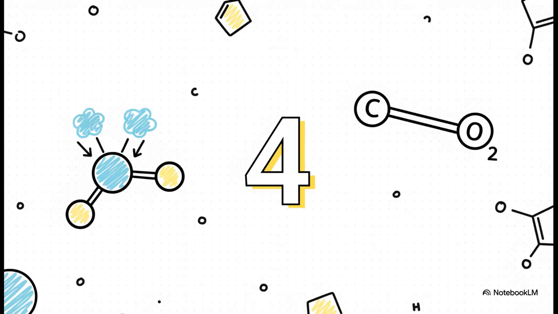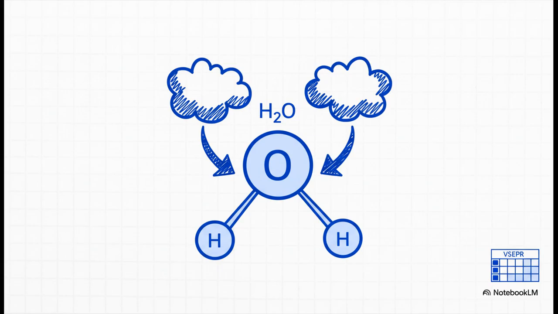So let's do the count. We have 2 regions from the bonds connecting to the hydrogens, plus the 2 regions from those invisible lone pairs. That gives us a grand total of 4 electron regions, all crowded around that one central oxygen atom. And now we go back to our rule book. We look at the cheat sheet, and what does it say for 4 electron regions where 2 of them are lone pairs? It gives us one result and one result only, a bent shape.